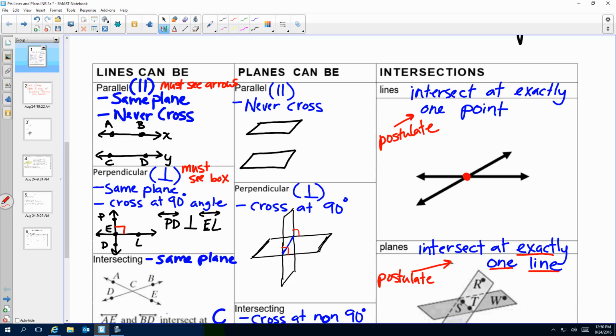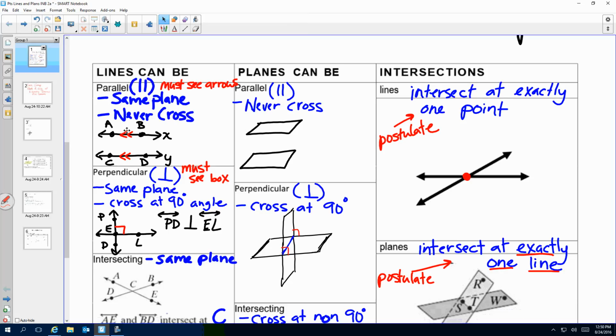I need you to draw this in your notes as well. You would need to see an arrow going in the same direction to prove that the lines are parallel. I'm going to start giving you figures with multiple lines, and some will have arrows and some will not, so you have to know the relationship between them. Anything that has the same symbol has a relationship.